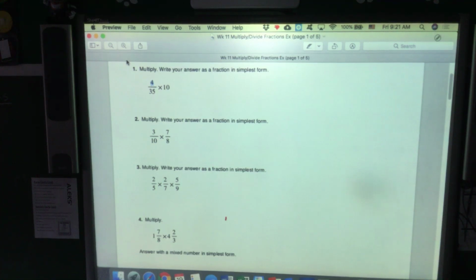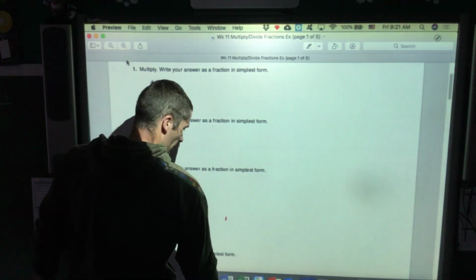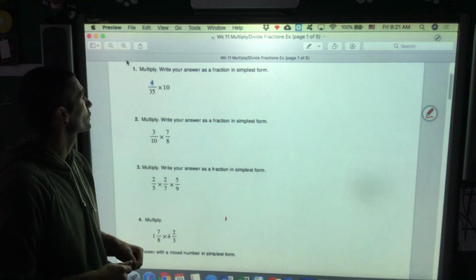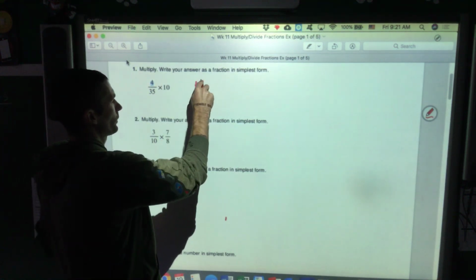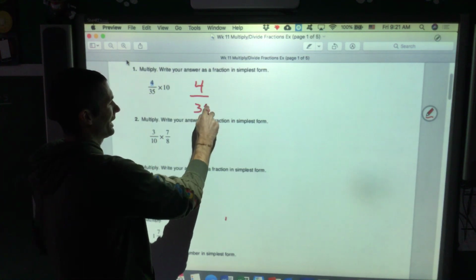All right, this is week 11, multiplying and dividing fractions. Here's some examples that you'll see on your homework. First one, multiply. Write your answer as a fraction in simplest form. So we have 4 over 35 times 10.